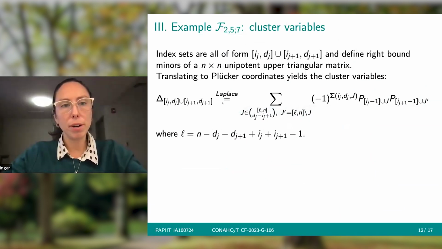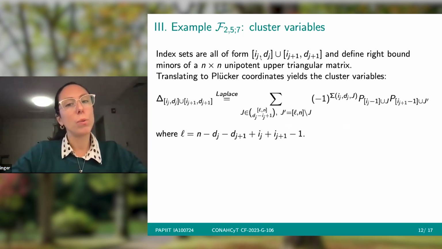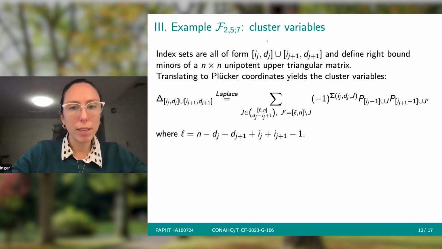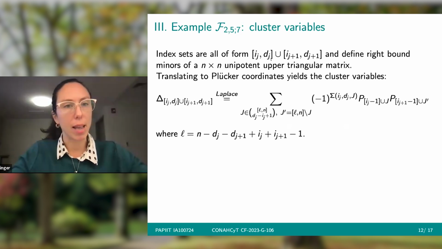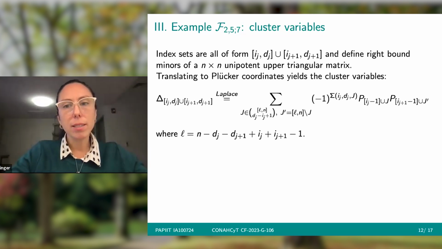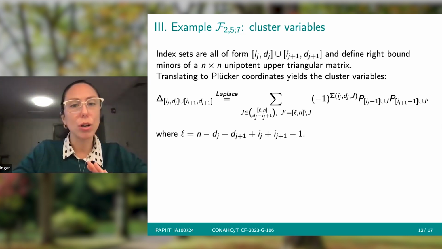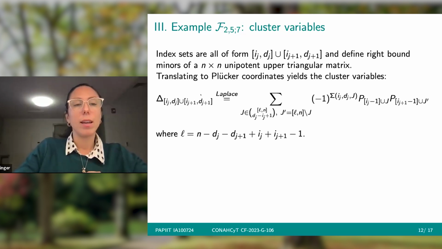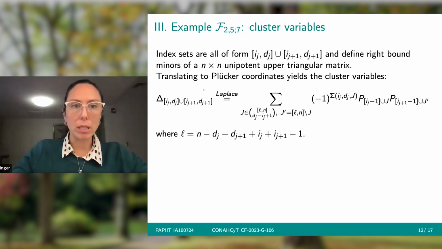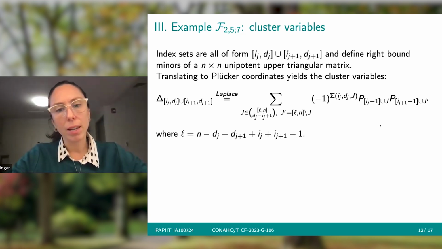So as you observe, the index sets that appear in my diagram are always of this form: a union of two intervals, and the intervals end in one of my dimensions, di, or they could also end in n. And I understand these index sets as representing the row set of minors of an n by n unipotent upper triangular matrix. And I would like to translate them to Plücker coordinates. And the way to do it is just using a Laplace formula.